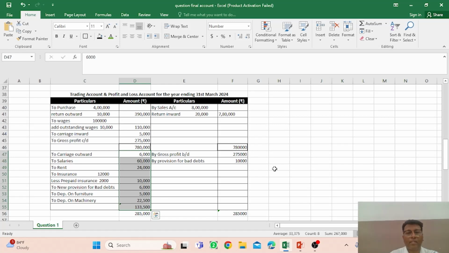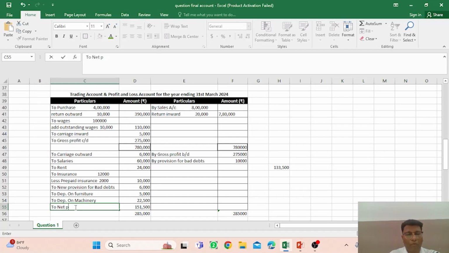This is 1,33,500, so we have to subtract this amount from this total and we find rupees 1,51,500. It is your net profit. To net profit C/D, or to the capital account, net profit transferred to capital.